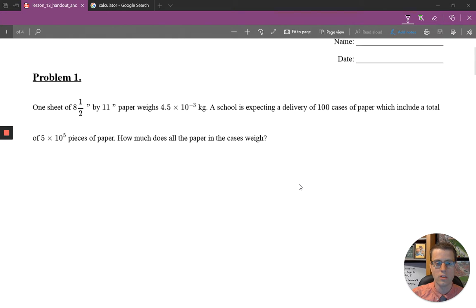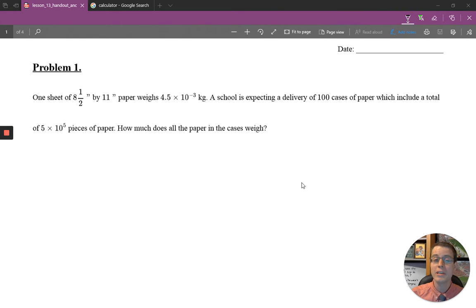In problem 1, one sheet of 8.5 by 11-inch paper weighs 4 5/10, or 4.5, times 10 to the negative third kilogram. The school is expecting a delivery of 100 cases of paper, which include a total of 5 times 10 to the fifth pieces of paper. How much does all the paper in the cases weigh?